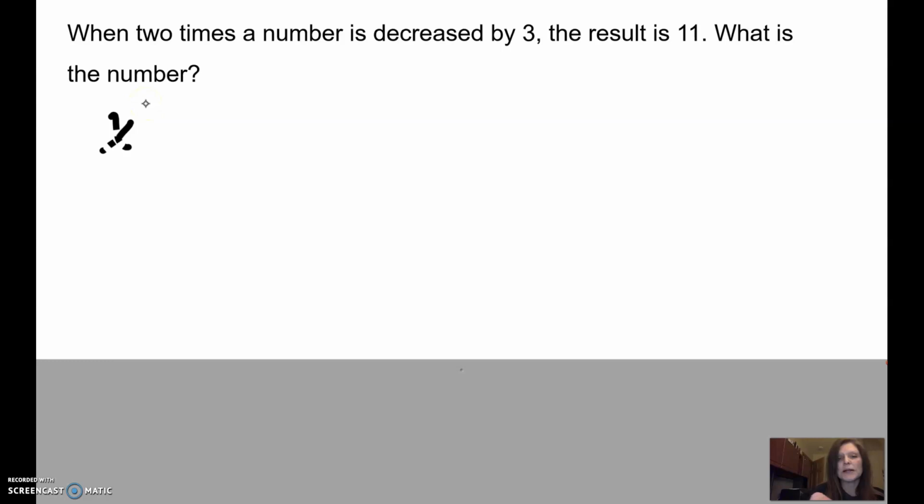Oh, that's a terrible x. Let me try that again. Sorry. I think I clicked the wrong thing. There we go. Let's let x be the number. All right, so x is my number.